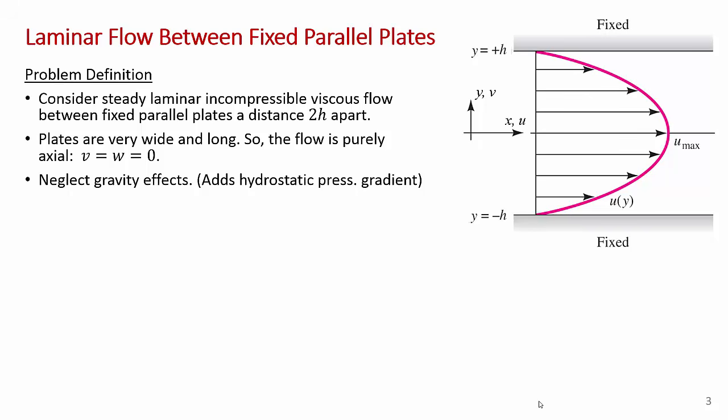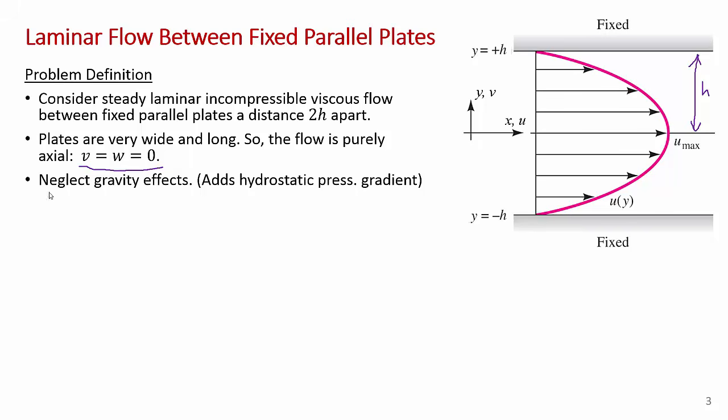So starting with the situation where we have two parallel plates, here's the problem definition. Consider steady laminar, incompressible, viscous flow between fixed parallel plates, and you should notice that they're located at distance 2h apart. So this distance here is h. The plates are considered to be very wide into the page and very long, so the flow is purely axial. So we have that the y and z components of velocity are 0.